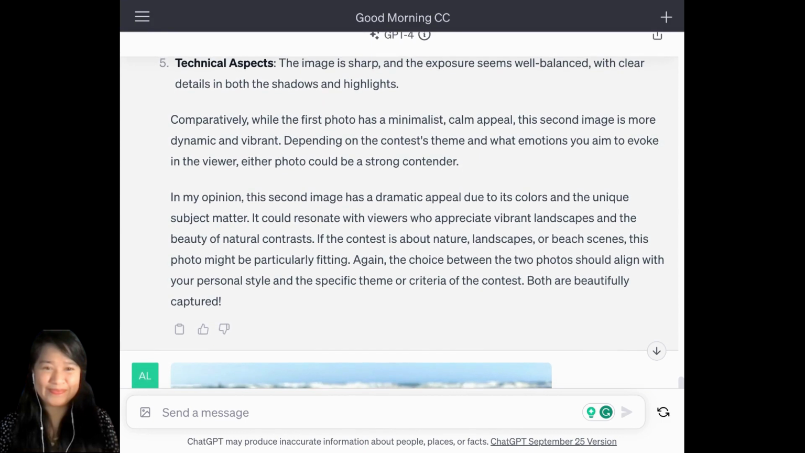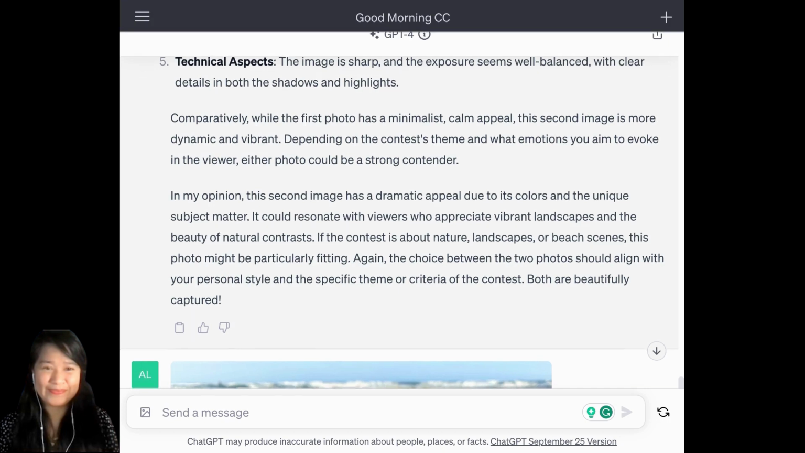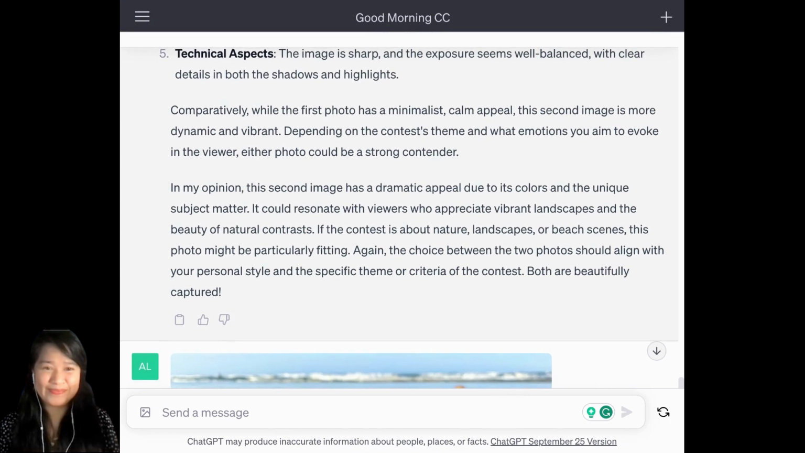And then this is giving his opinion. In his opinion, the second image has a dramatic appeal due to its colors and unique subject matter. It could resonate with viewers who appreciate vibrant landscape and the beauty of natural contrast. If the contest is about nature, landscape, or beach scenes, this photo might be particularly fitting. Again, the choice between the two photos should align with your personal style and specific theme or criteria of the contest. Both are beautifully captured. Thank you, Sissy.